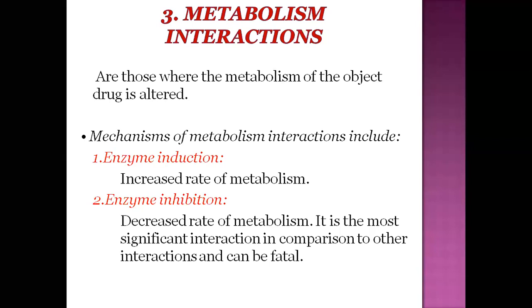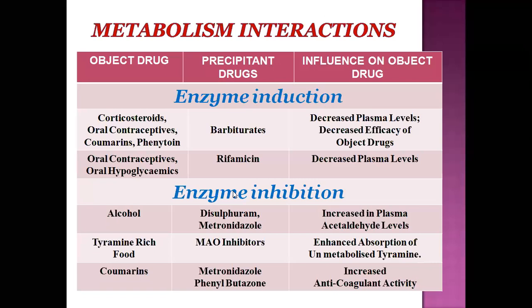In enzyme inhibition, the name itself indicates the enzymes inhibit the rate of metabolism of object drugs. This metabolism interaction is important for the object drug to give the desirable pharmacological response. These are the two classes of metabolism interaction: first is enzyme induction, second is enzyme inhibition. Let's see some examples of enzyme induction as well as enzyme inhibition actions.